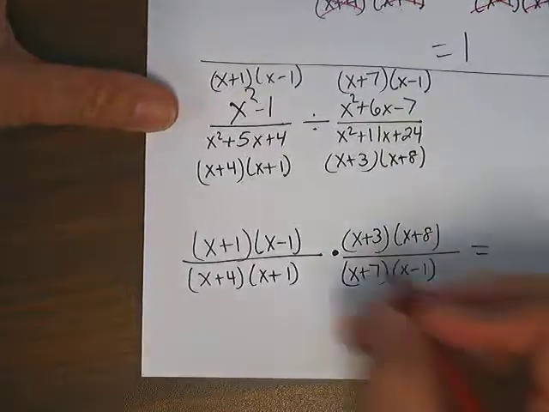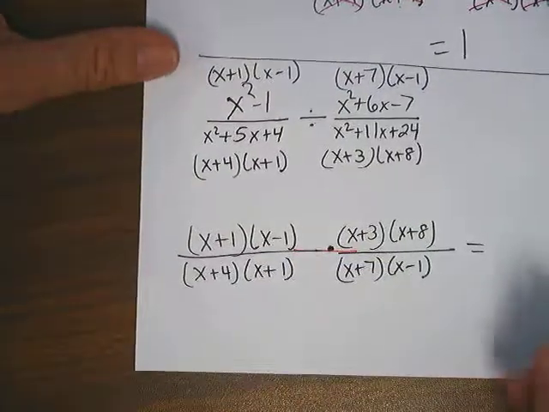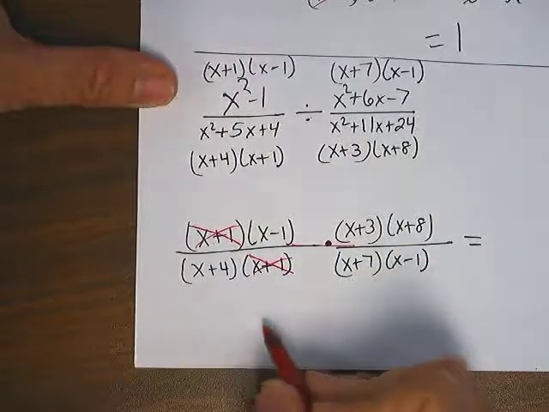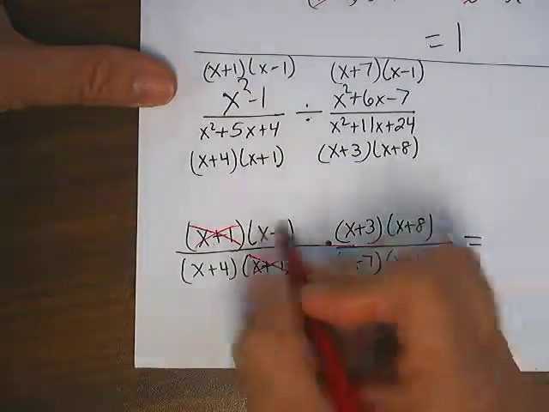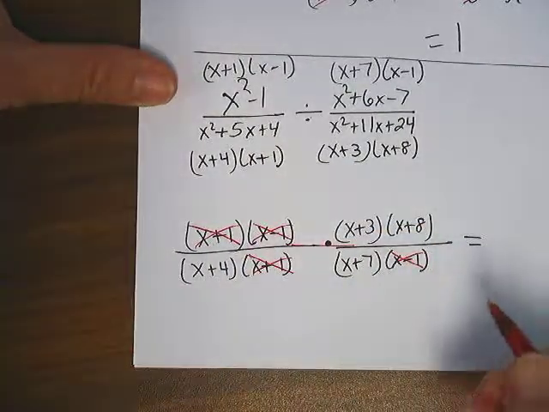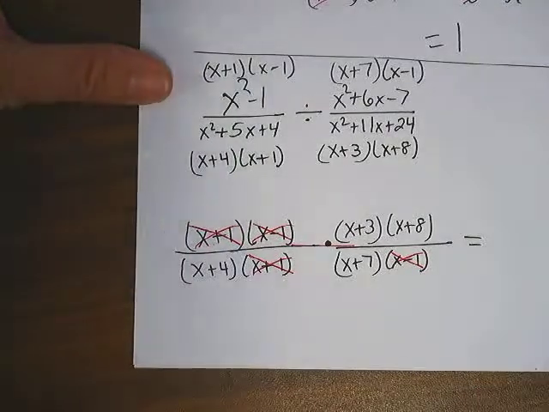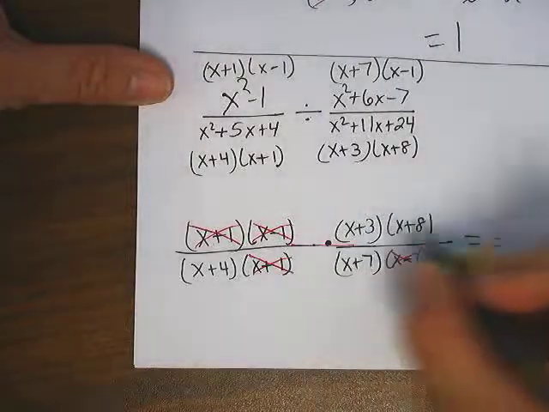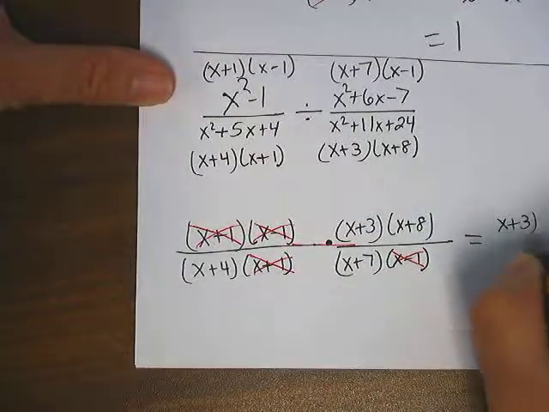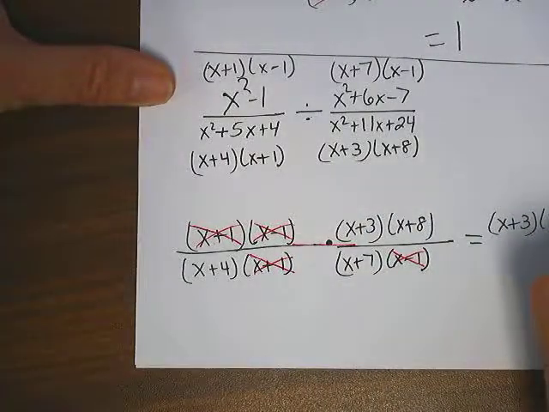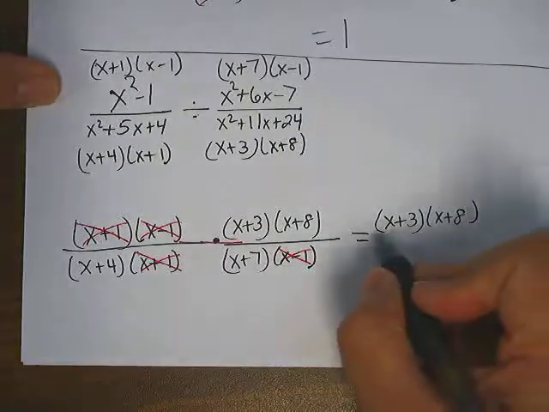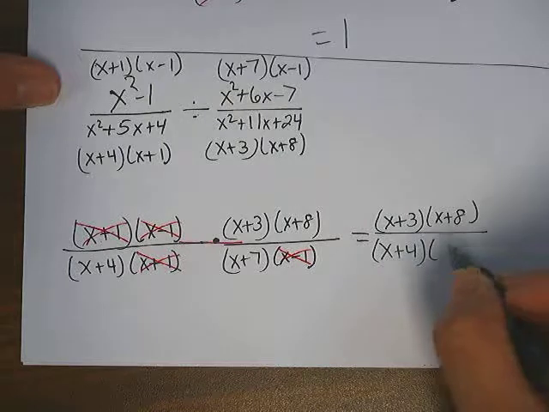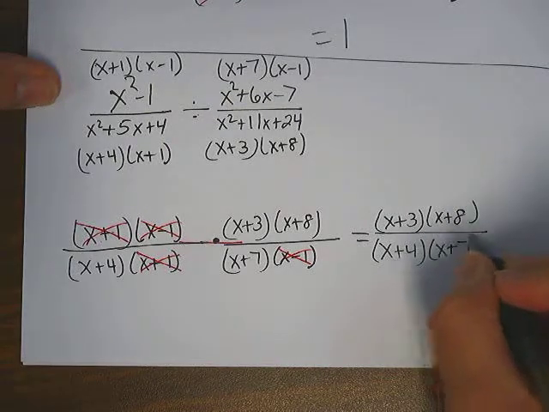Okay, so let's see what we can cancel here. Extend the dividing line. I have an x plus 1 and an x plus 1. I have an x minus 1 and an x minus 1. And I'm afraid that looks like all we can do. So in this case, I'm left with an x plus 3 multiplied by an x plus 8 over x plus 4 multiplied by x plus 7.